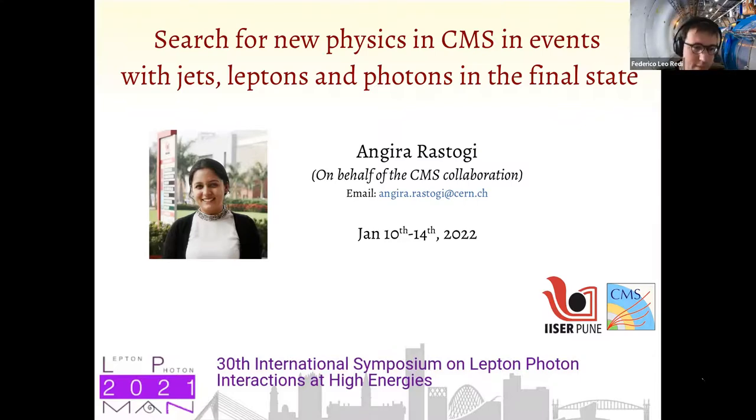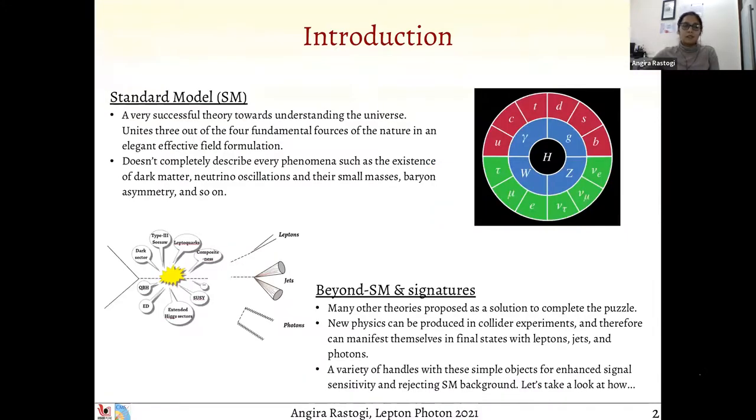Okay, thank you. Hi everyone, I'm Angira Rastogi, and today I'm going to be talking about searches for new physics with jets, leptons, and photons in the final state on behalf of the CMS collaboration. Let's get started with the basics first. We have the Standard Model of Particle Physics, which is a very successful theory towards understanding the laws of nature. But as we know, it's not a complete theory. There are many phenomena which are not accounted for in the Standard Model. In that regard, we have many new theories proposed as extensions to the Standard Model, which can potentially answer one or more of these open questions of the universe.